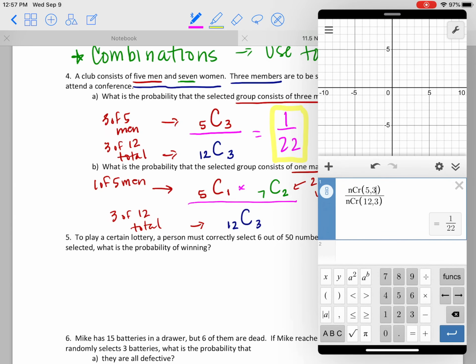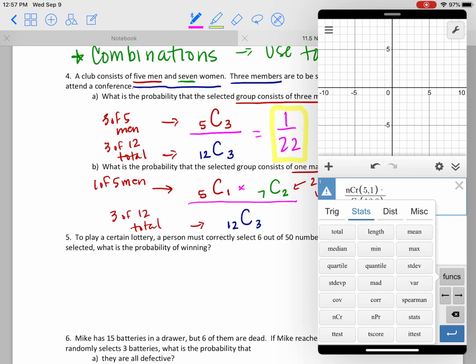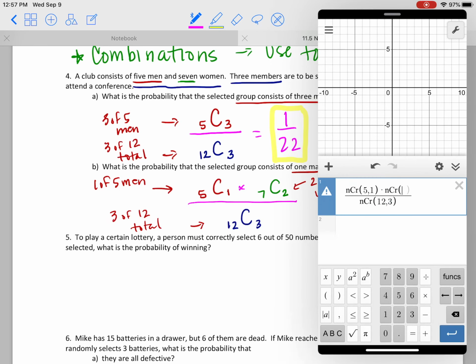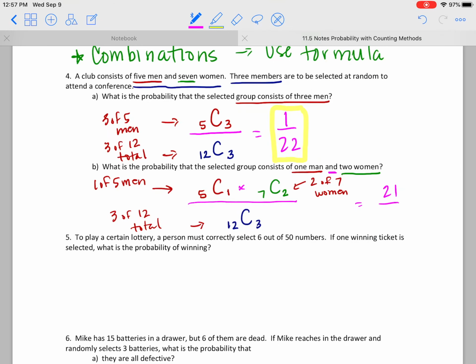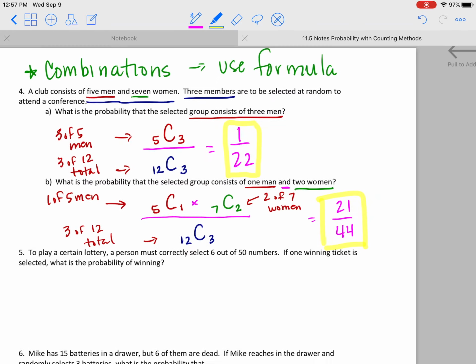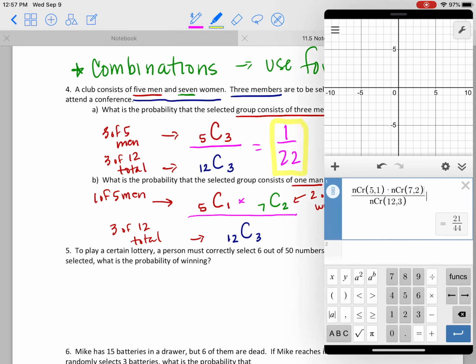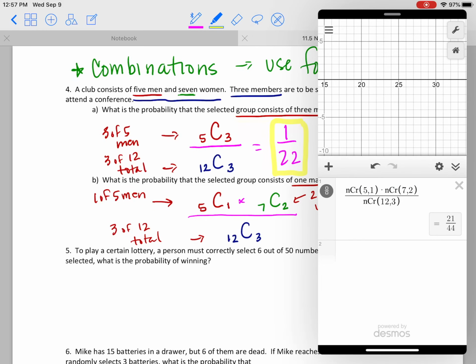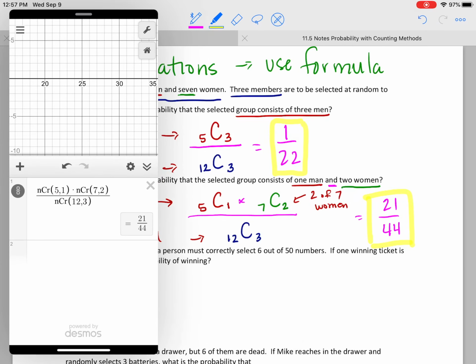So let's see, let's go 1 and 5 times combinations again, 7 and 2, and then on the bottom is the same fraction, so 21 out of 44. 21 out of 44 is the probability there. And so which one's more likely to happen? Maybe it's hard for you to see those in comparison. Is it more likely that we have 3 men or more likely that we have 1 man and 2 women?